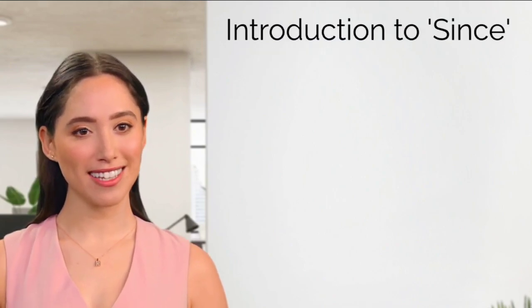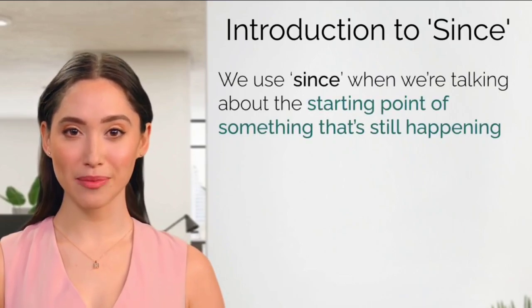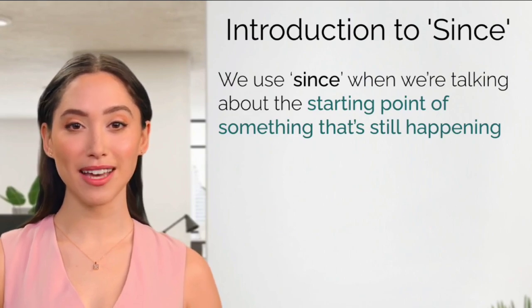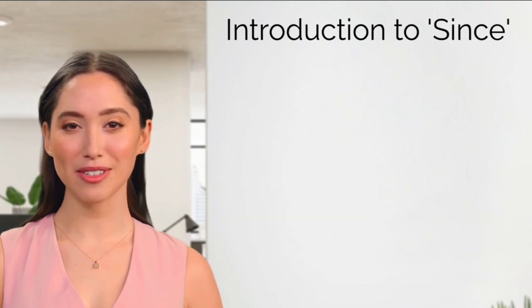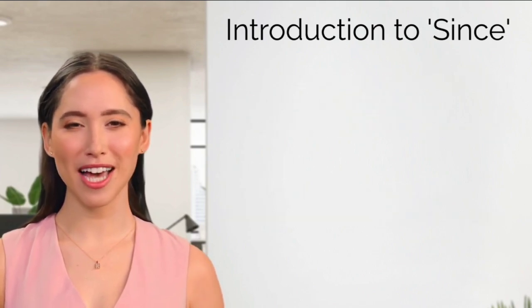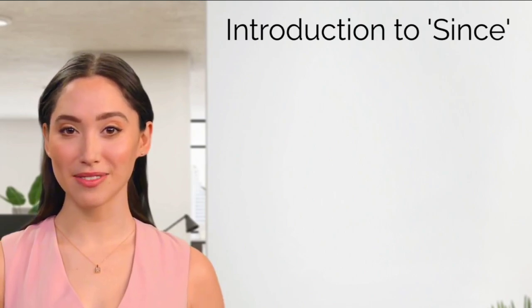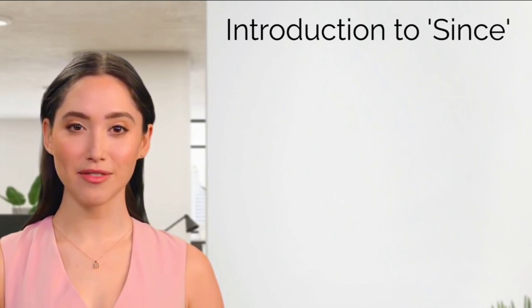Now let's move on to since. We use since when we're talking about the starting point of something that's still happening. This is where a lot of learners get confused. Example: I've lived here since 2018. I've known her since I was a child. So, since points to the specific time when something started, and it usually goes with the present perfect tense. The key difference here is that since tells us when something started, not for how long.